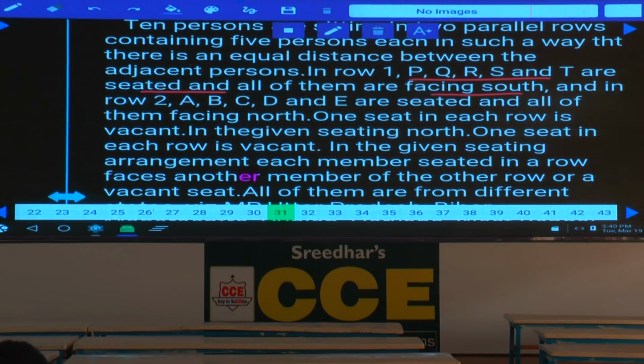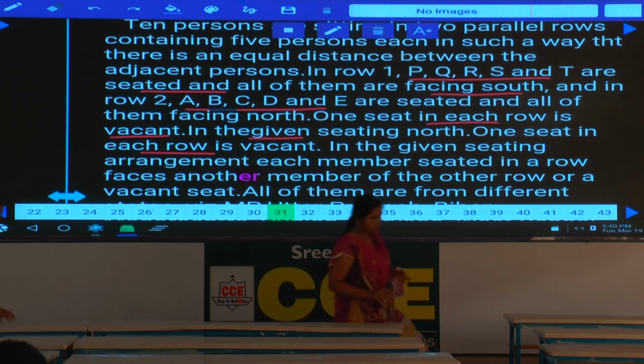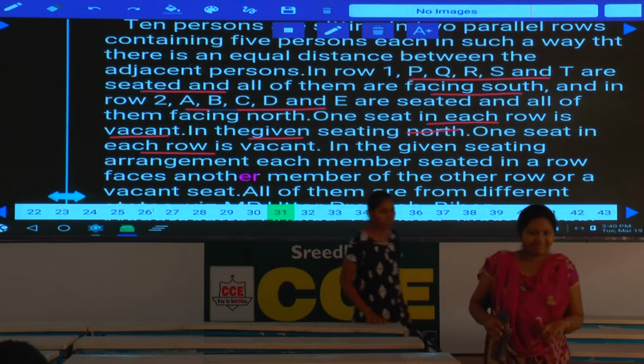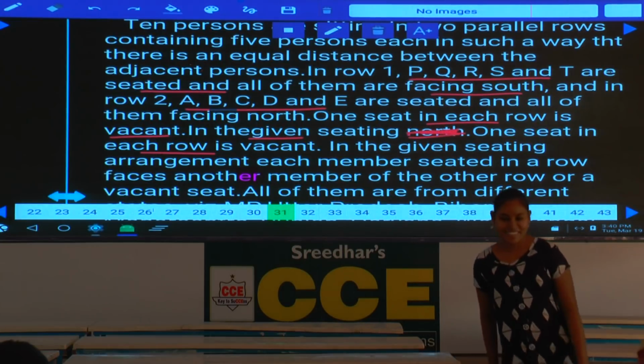And in row 2, A, B, C, D and E, and these persons are facing towards north. And row 1 is towards south and row 2 is towards north, and 1 seat in each row is vacant. That means how many places are there? 6 places, and out of which only 5 persons were seated and one of the places is vacant. And in the given seating arrangement, 1 seat in each row is vacant.